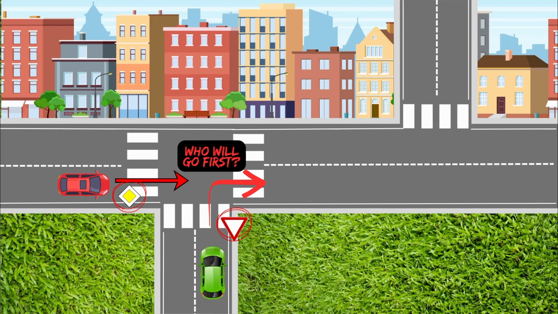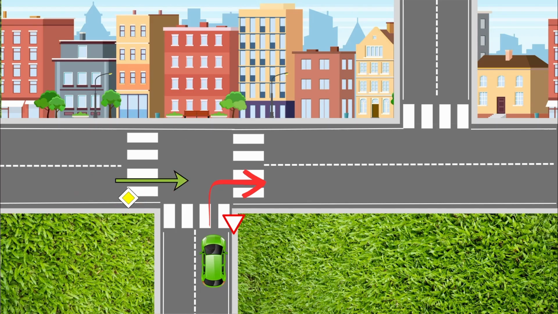So this is one of the important things we need to remember. As the red color vehicle has a priority sign, he will cross the intersection first, and as soon as he crosses the intersection, the green color vehicle will cross the intersection second. So this is how the priority will work when we see a priority road sign.